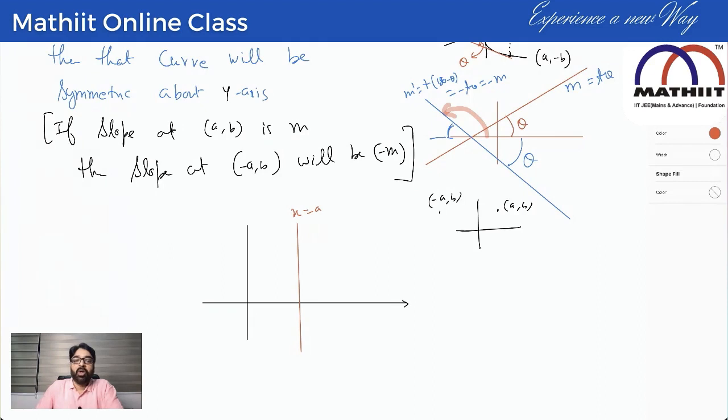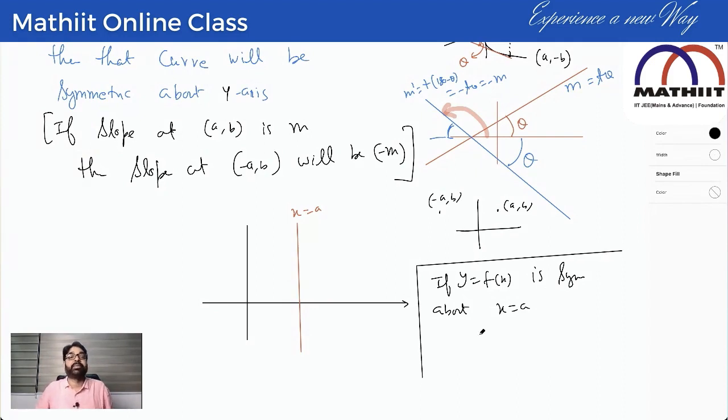If I ask you, what is the condition that y equal to f(x) is symmetric about this line x equal to a? Very, very important point. I'm telling these points because please keep these things in mind. It's a general point. Anybody can write the answer. The condition so that y equal to f(x) is symmetric about the line x equal to a.